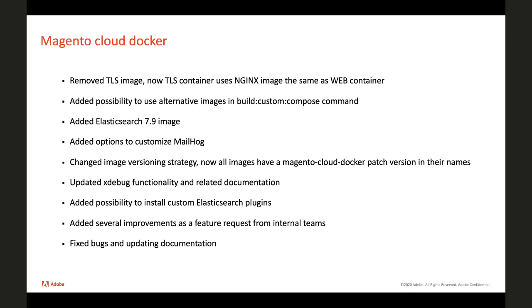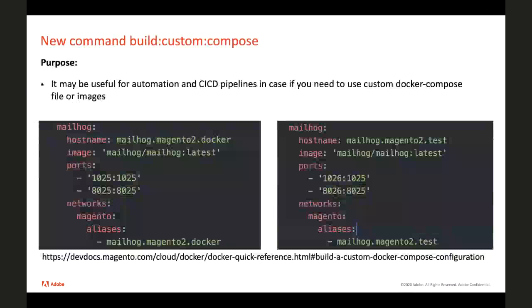We added options to customize Mailhog. I will tell a little bit more later about this. We changed the image versioning strategy, and now all images have a Magento Cloud Docker patch version in their names. We updated Xdebug functionality and related documentation, and added the possibility to install custom Elasticsearch plugins. Let's focus on some of these changes.